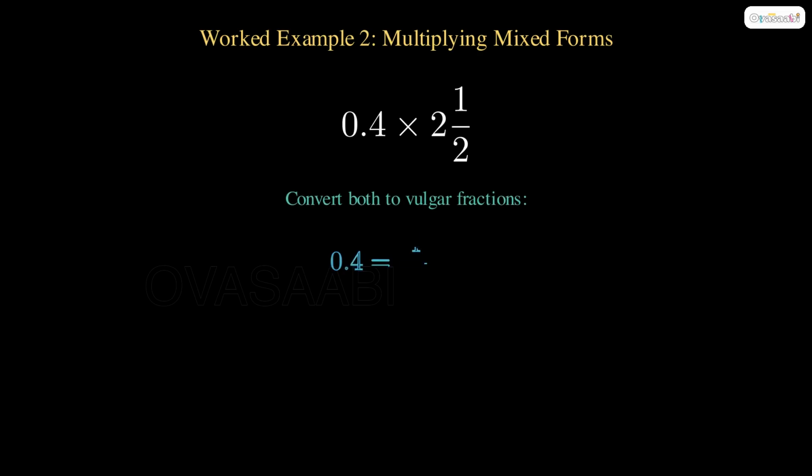Example 2. Multiply 0.4 by 2.5. First, change both into vulgar fractions. 0.4 becomes 2 over 5. 2.5 becomes 5 over 2.